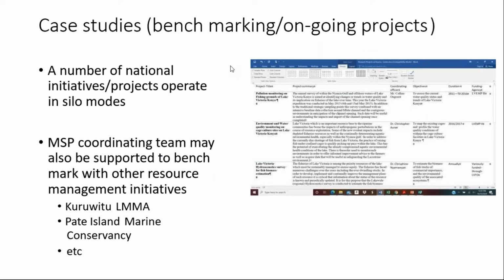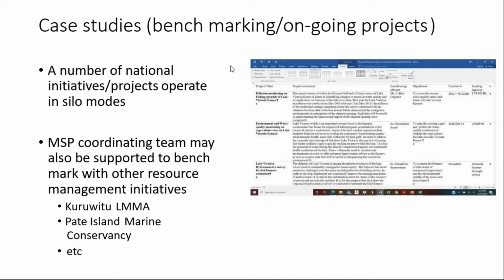Case studies will be very important, and this should be done in terms of benchmarking or on ongoing projects. We have a number of national initiatives. I've just had my colleagues from WCS give us a very good case study of the MSP project in the Malindi area. We have other projects which have direct impact on MSP going on. We have the Kuruitu local marine managed area. We have the Party Island Marine Conservancy. We have a number of other research activities or projects going on.